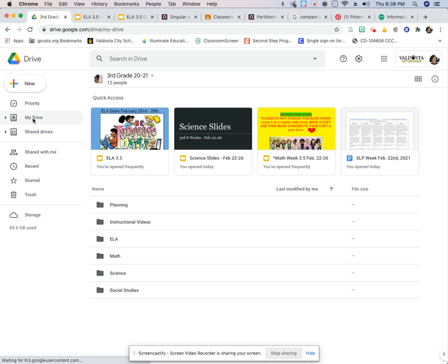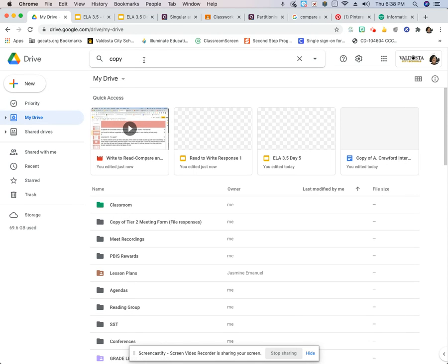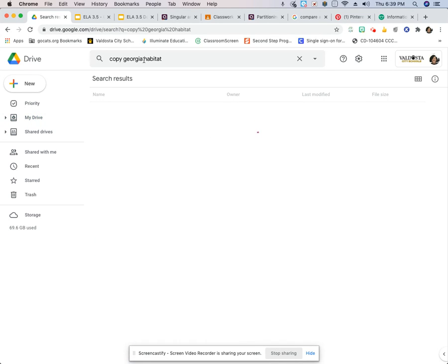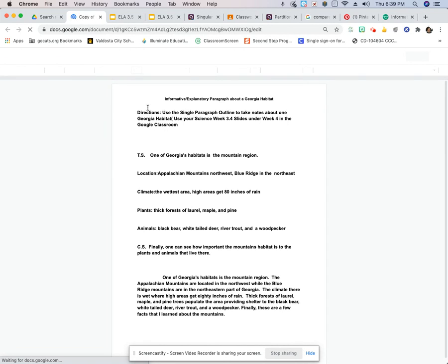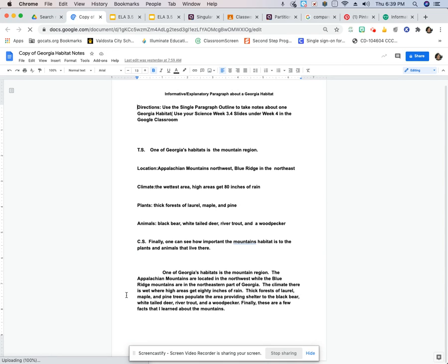So I'm going to come over here to my Google Drive and I'm going to search for my copy of Georgia Habitat. Okay, and it should come up. There it is, right there. Okay, so I'm going to hook my reader. Okay, so I'm going to come down here, move it down here.